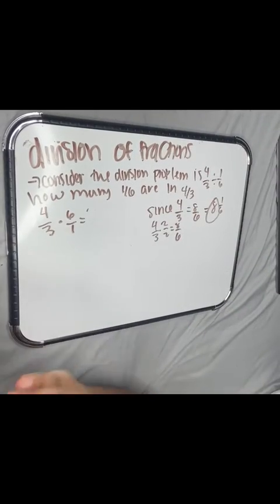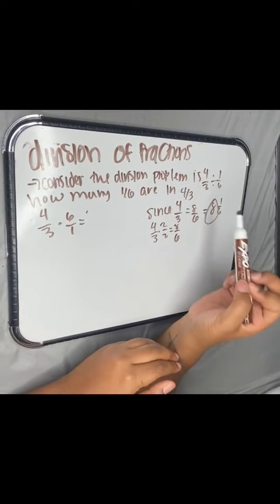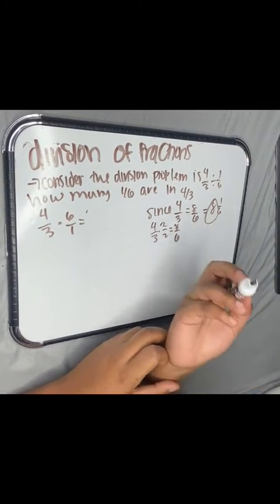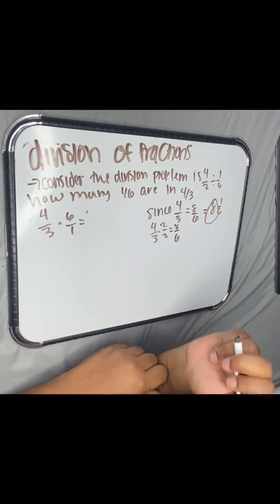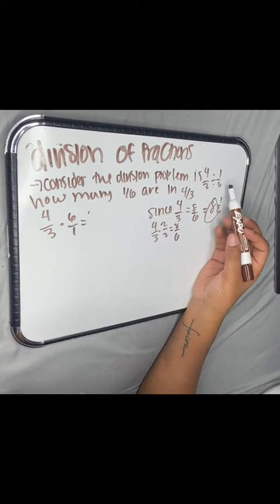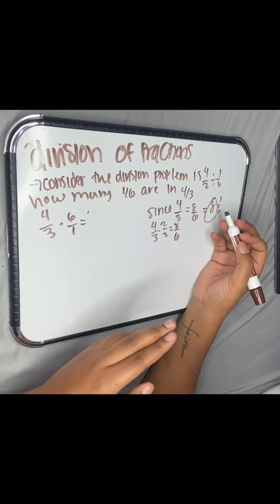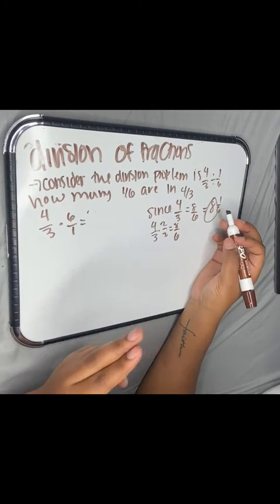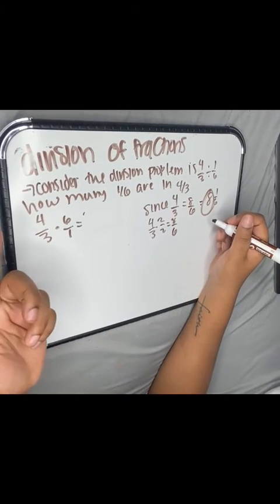Okay, so now we're moving on to the division of fractions. Consider that the division problem is 4 over 3 divided by 1/6. So we ask ourselves, how many 1/6 are in 4/3? Since 4/3 is equal to 8/6, since 6 is the denominator here, we can make it 8/6, and that leaves 8 of the 1/6 going in there.